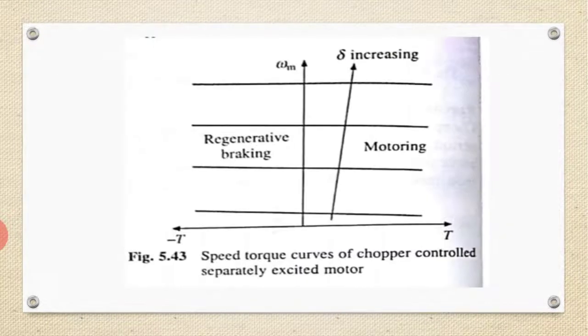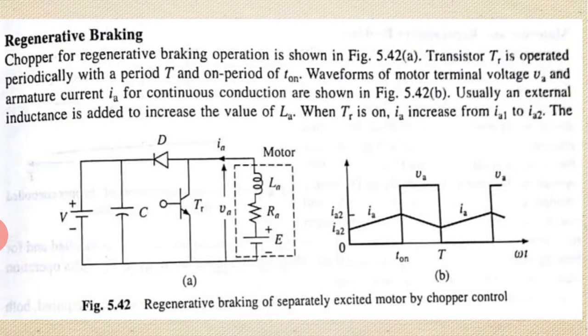So coming to the next one, regenerative braking. The first one is motoring operation and the second one is regenerative braking. So how does it operate here? If you look here, the transistor TR is connected across the armature. The chopper for regenerative braking operation is shown in this figure. Transistor TR is operated periodically with period T and on period T on. The waveforms of motor terminal voltage VA and armature current IA for continuous conduction are shown here.